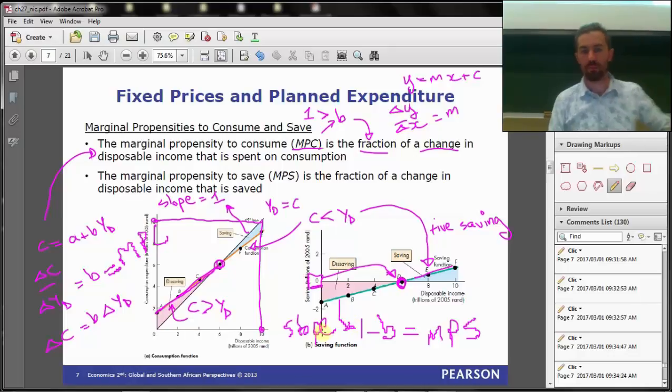Any questions about these diagrams at this point? No? Okay.